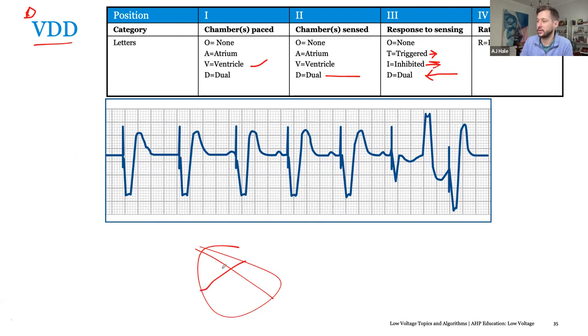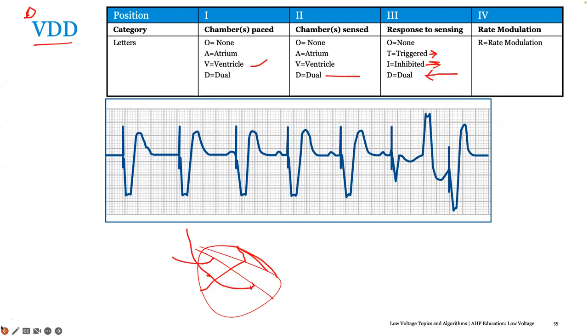But if we have one of these leads here, sometimes you'll see a VDD lead, which has a ventricular bipole here, and then it will also have an atrial bipole that has the ability to sense intrinsic atrial activity. So you cannot actually pace or control the atrial activity, but you can follow what's going on in the atrium. Elvis, I'm going to pick on you again. Do you know a reason why we do this over having an atrial lead?